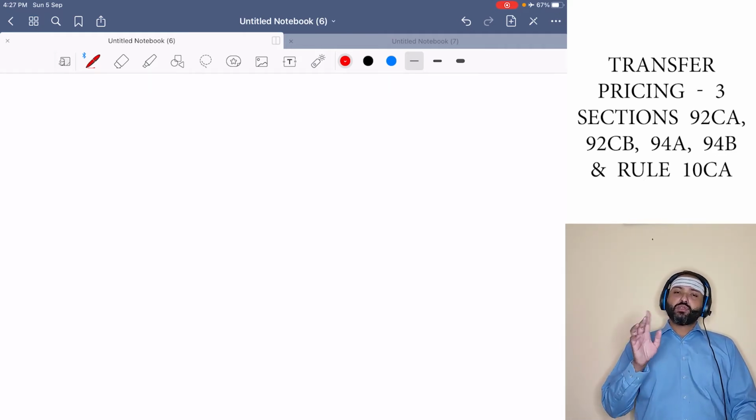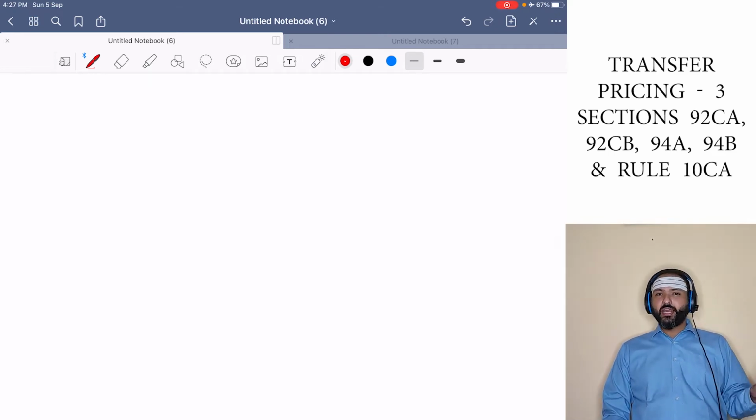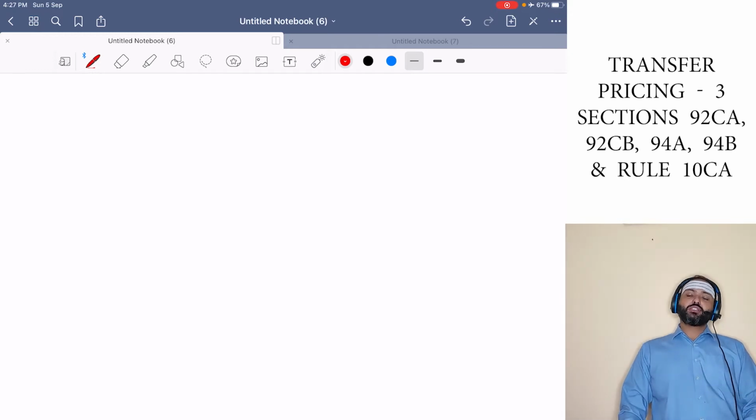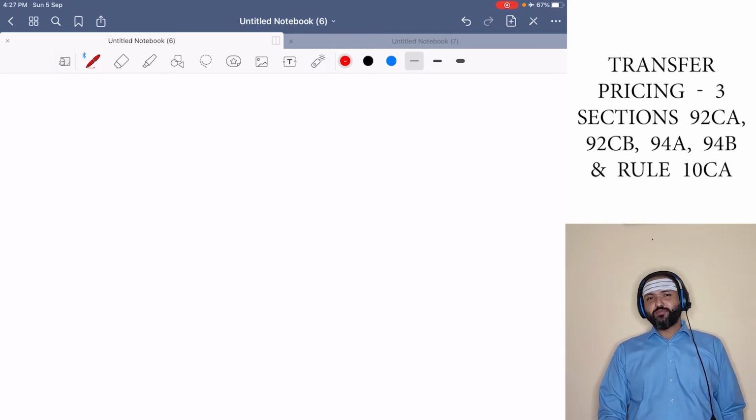On top of this, there was the 6th method also, which is the any other method prescribed covered under Rule 10AB of income tax rules, which is not specifically defined because it is tailor-made based on scenarios which cannot be covered under any of these 5 methods.